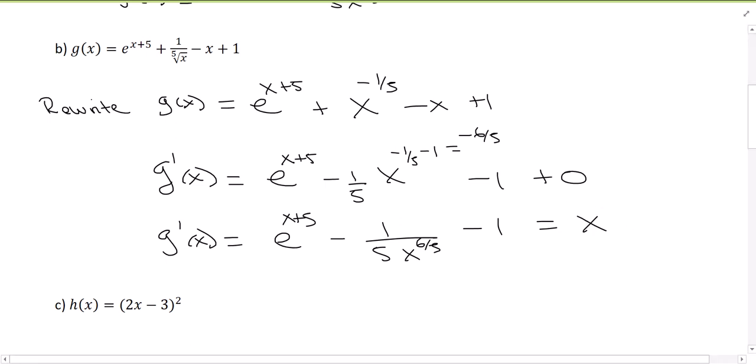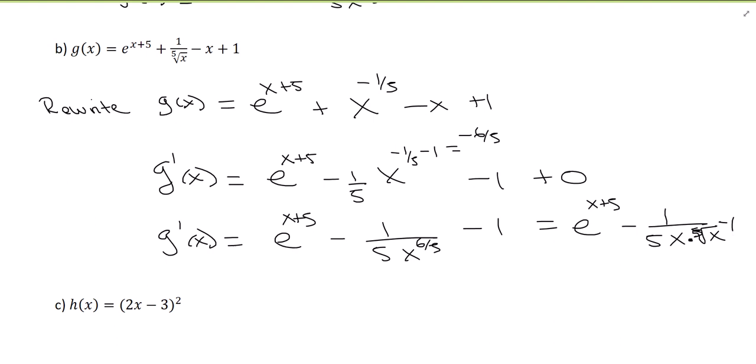So I will say e to the x plus 5, and then minus 1 over 5, right, 6/5, so that would be x to the 5/5, which is 1, times x to the 1/5, which will be the fifth root of x. Hard to see my 5 there. And then minus 1.